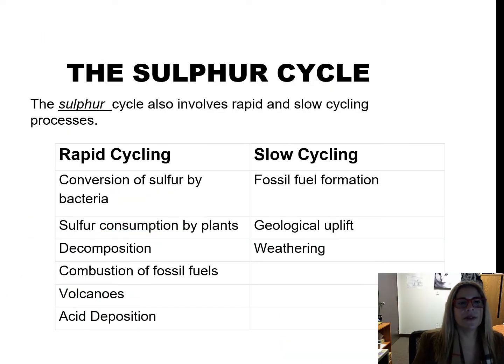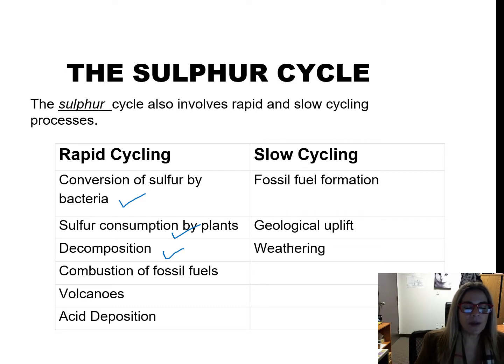So taking a look at some of the rapid versus slow cycling processes in the sulfur cycle, some of them are similar to the carbon cycle because we're talking about burning fossil fuels, and some of them are different. So conversion of sulfur by bacteria, so like we talked about with decomposition, we'll get sulfur put back into the soil. This is actually a good thing though, because remember, in turn, the plants are going to actually use sulfur, and then when herbivores, including ourselves, eat plants, that's the way we get sulfur that is necessary for composition of amino acids and proteins and DNA and that kind of stuff, right? So this piece is good. So bacteria, plants take up that sulfur, herbivores and omnivores eat plants, and that's how we get sulfur as well.